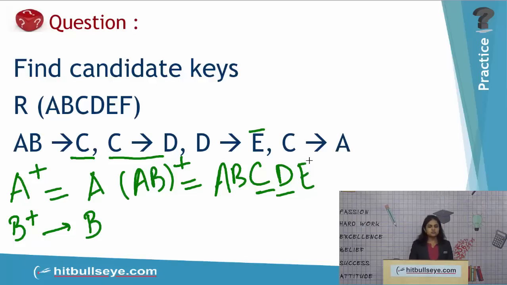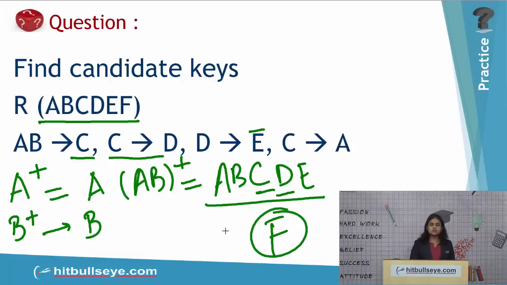So is this sufficient? Let me verify this with the original relation. I have A, B, C, D, E and F in the original relation, and here I have only A, B, C, D, E. So what is missing? F is missing. Are we able to reach F from any of the functional dependencies? No, because F is missing from all the functional dependencies. So we are very clear that if F is not there in the functional dependency set, we cannot reach F in any case.